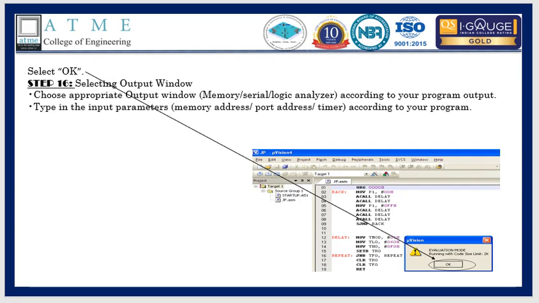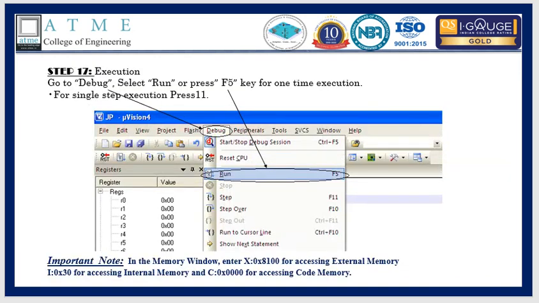And next, step number 17, we are going to execute. To execute whatever program we have written, we need to go to debug and select the command option called run. That will execute in one time execution, and if you press F11, it will execute in a single step, that is line by line.